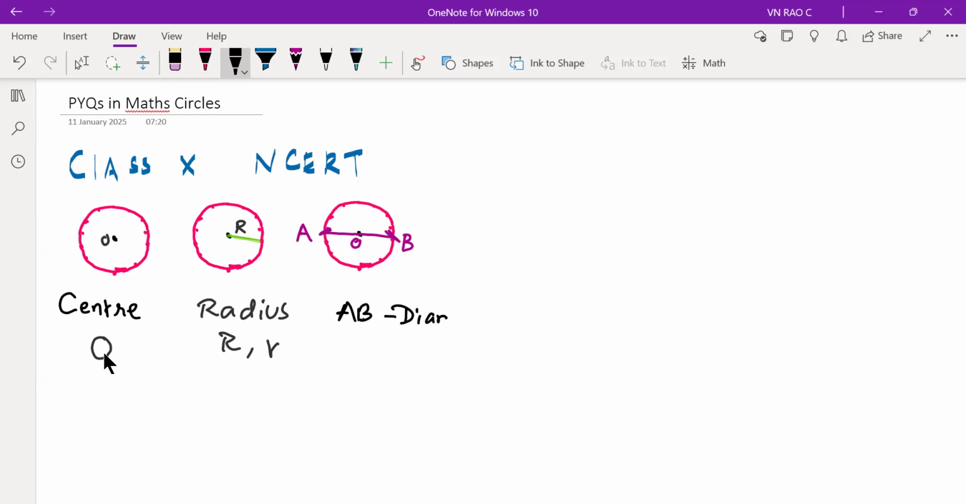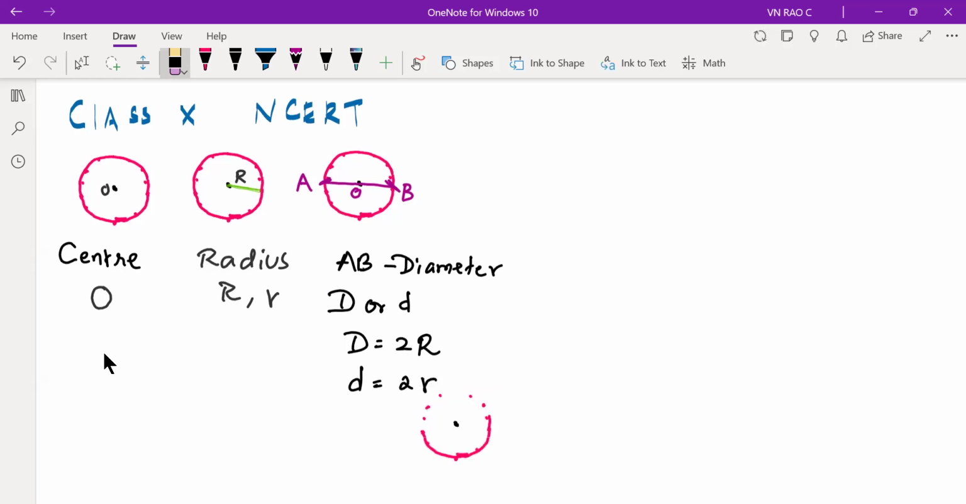A diameter. It is generally denoted by D, capital D or small d, whichever convention. The diameter is two times the radius, and the radius is again denoted by small r. So this is the notion.